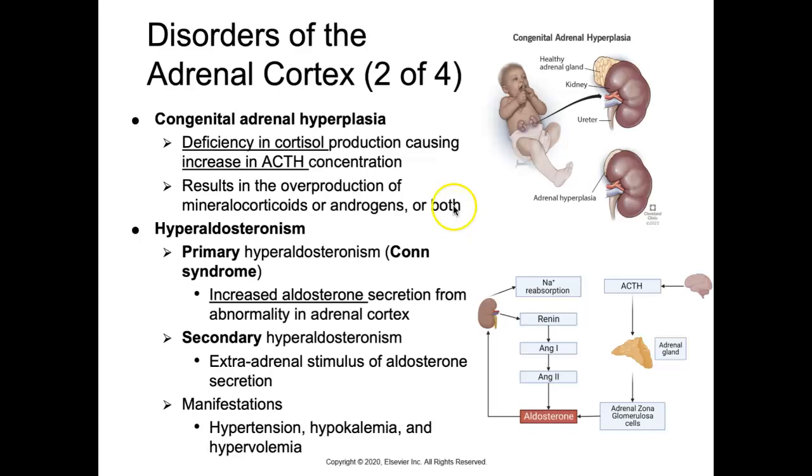So we can see that, especially for affected female children, they will become virilized, which means that they will kind of take on male secondary sex characteristics, and infants of both sexes are also going to have salt wasting take place.